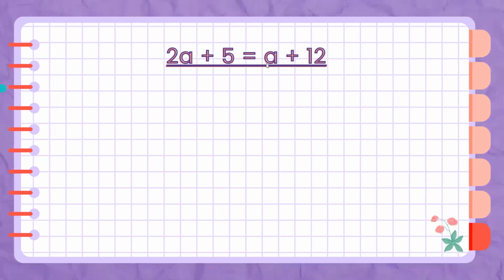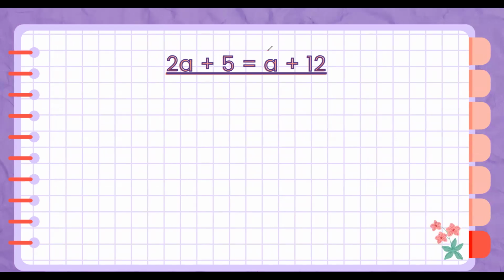2a plus 5 gives you a plus 12. Now what are some like terms here? 2a and a are like terms, right? But how do we combine these like terms? I cannot simply write 2a gives you 5 plus 12. No, that is wrong. So I write 2a minus a, because on the right hand side, a is positive, and when it goes to the other side, it will become negative.